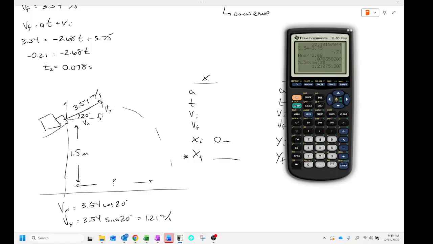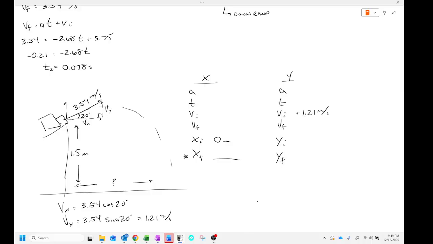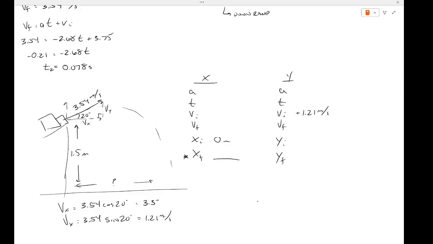And let's pull out the X. 3.54 cosine of 20 gives me my X velocity of 3.33 meters per second. Again, the X is constant velocity because we're not accelerating, and it's 3.33 meters per second for some amount of time. That time is going to be equal to the time it's in the air when it's accelerating downward, because the only force is in the Y. It's going to hit the ground at some speed. It's starting elevated at 1.5 meters, and it's going to get all the way to the ground.